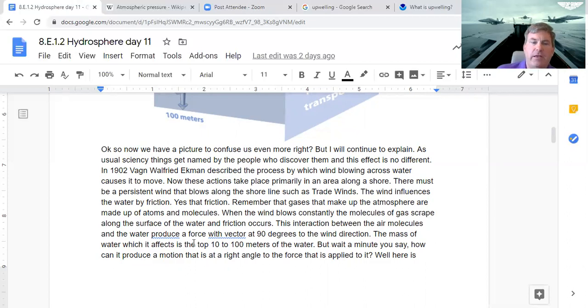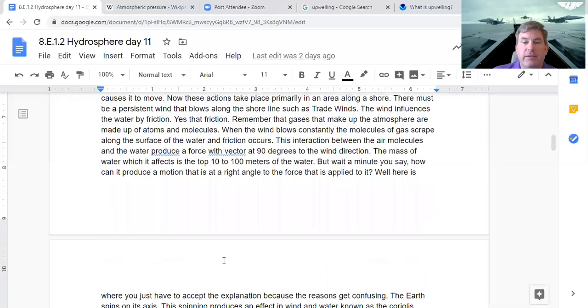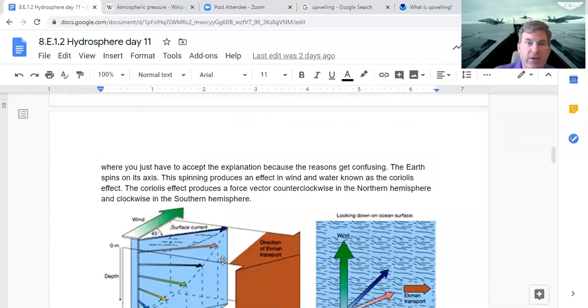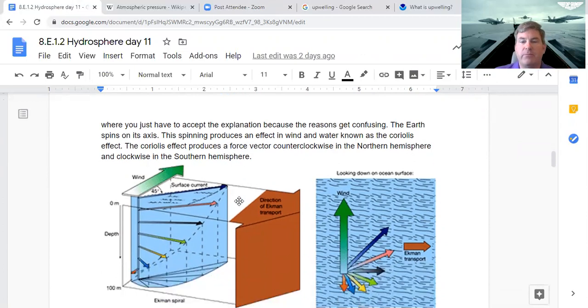Wait a minute, you say, how can it produce a motion that is at a right angle to the force applied to it? Well, here's where things get fun. You just have to accept the explanation because the reasons get confusing. The Earth spins on its axis. The spinning produces an effect in the wind and water known as the Coriolis effect. The Coriolis effect produces a force vector counterclockwise in the northern hemisphere and clockwise in the southern hemisphere.